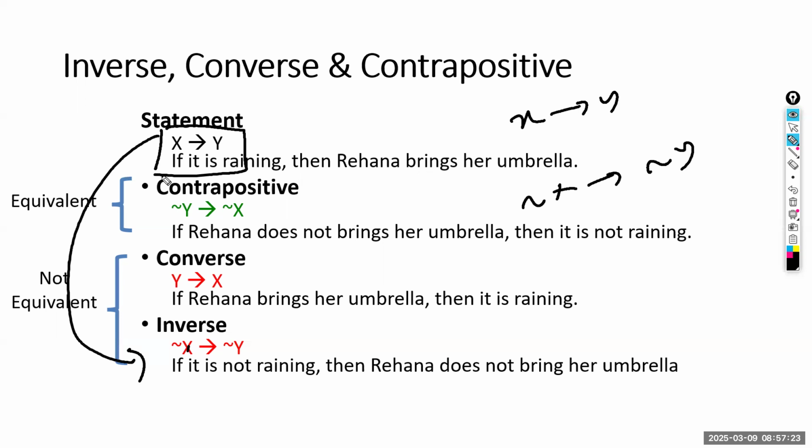Because when it is not raining, still Rehana may bring the umbrella for other reasons, because we have not restricted, saying that this is the only reason for her to bring an umbrella. Rehana has all the rights in this world to bring her umbrella for other reasons. So therefore, when it is not raining, we can't say that Rehana must not bring the umbrella, because maybe she has brought it for other reasons. Because we don't restrict it. We restrict it in if and only if, but not here. That is why we have a separate truth table, separate symbol, separate operator to explain that kind of statements.